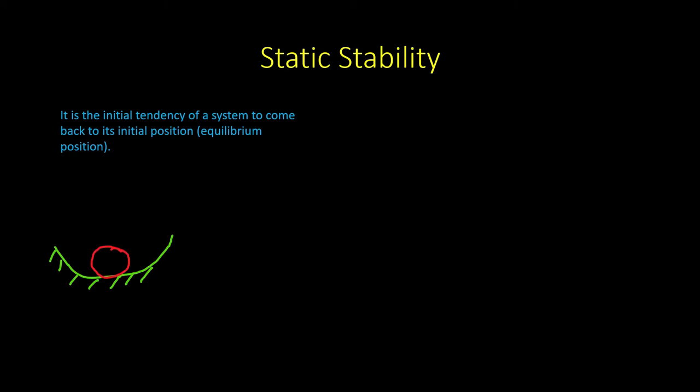Now this statement means, let us just consider a ball which is lying in a concave surface. So this is the concave surface and this is the ball. Now let us say I apply a force this side. When I apply the force, the ball will move a bit this way, but it will again come back to its original position. So this ball has the tendency to come back to its original position. So I can say that this ball is statically stable.